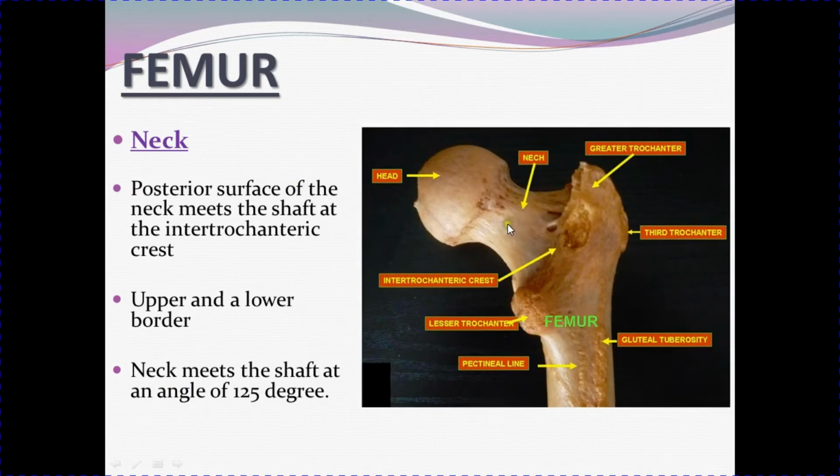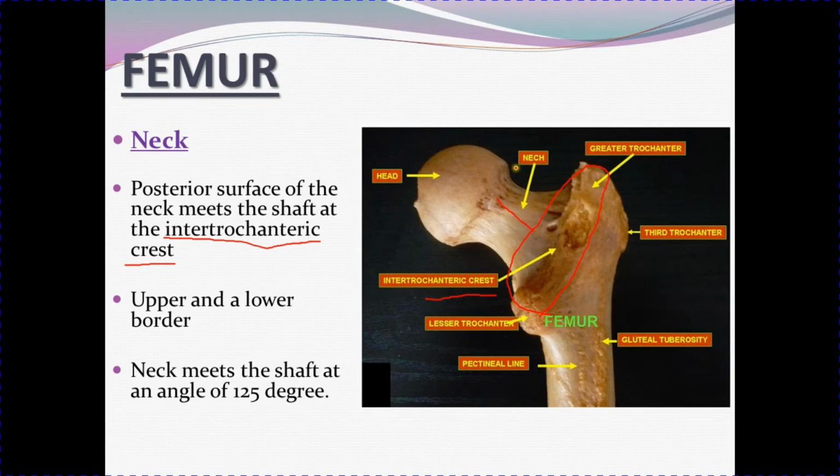This is the posterior view of the femur. The posterior surface of the neck meets the shaft at the intertrochanteric crest. Now it is slightly more elevated and it is called the intertrochanteric crest. You can see in the figure that the posterior surface of the neck of the femur meets the shaft at the intertrochanteric crest.